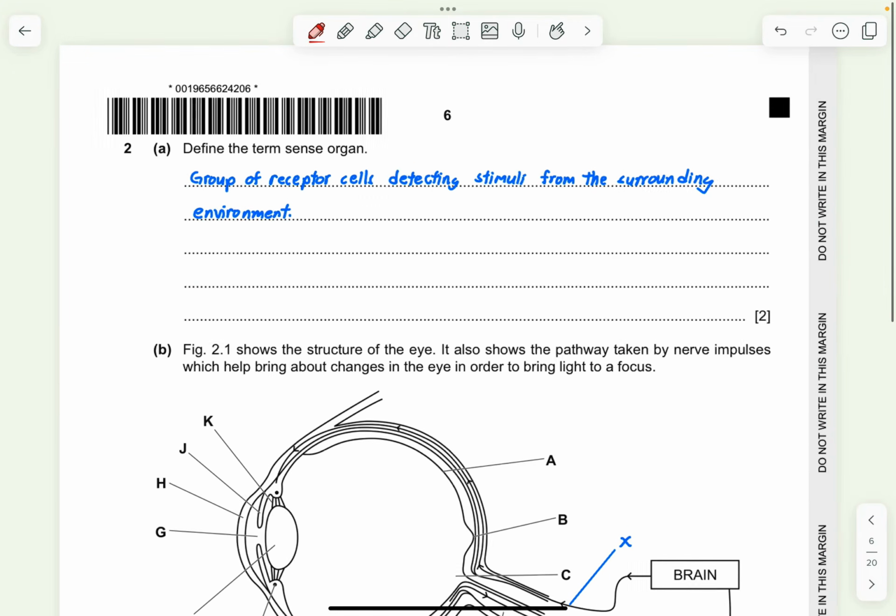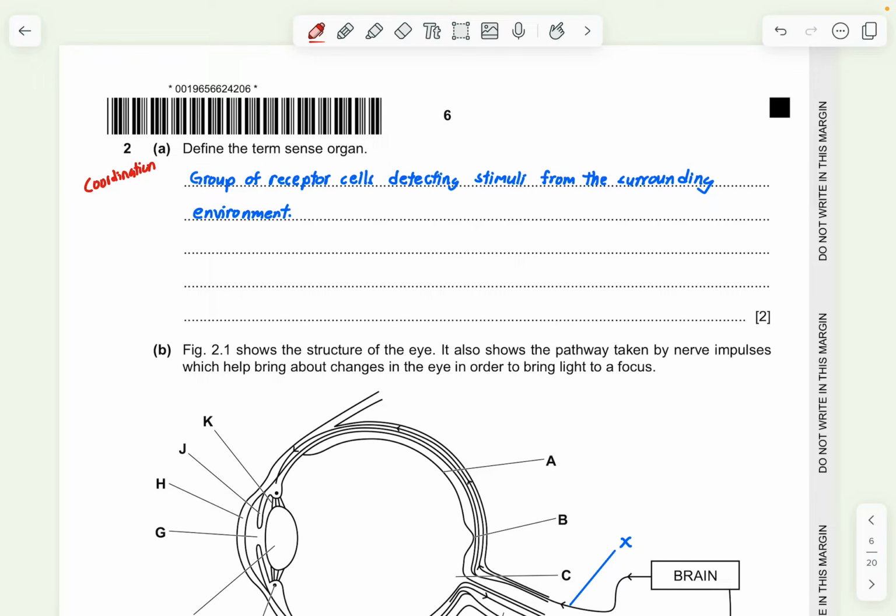So question 2 is involving your coordination and nervous system. So coordination chapter. So I think it's chapter 14. So now they ask you to define the term sense organ. So it has been a frequently tested question. It's basically testing you on what an organ is. So you know an organ is comprised of a lot of tissues like that.